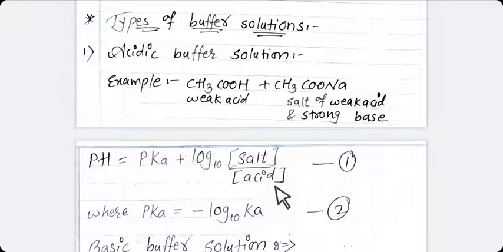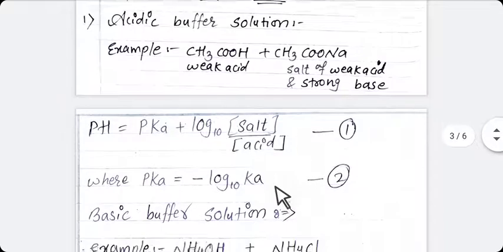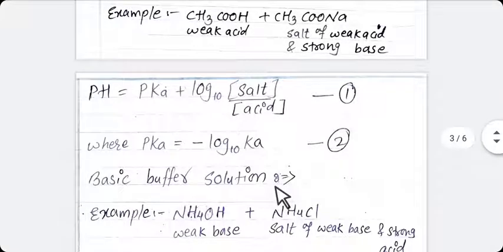Now the next type is basic buffer solution. In the same way as acidic buffer solution, we can make basic buffer solution, means a solution containing a weak base and its salt with a strong acid is the basic buffer solution.